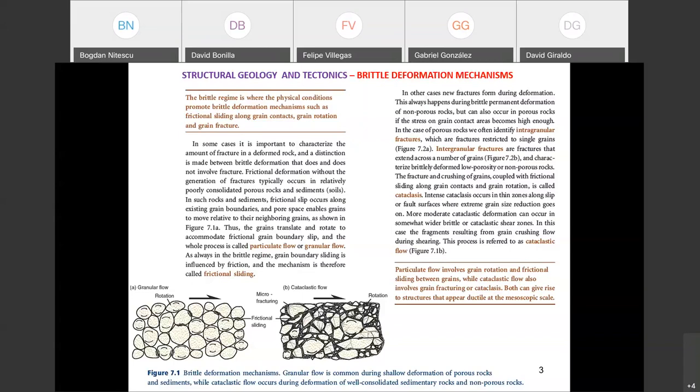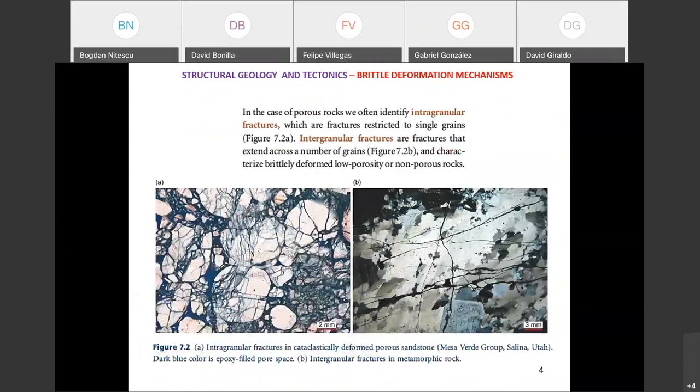So basically, this is the other mechanism. You can have granular flow, like in sand, but in a consolidated rock, eventually you have cataclastic flow. That's what happens. So you already learned something geological, like what happens in the fault zones. So let's have a look at some images here.